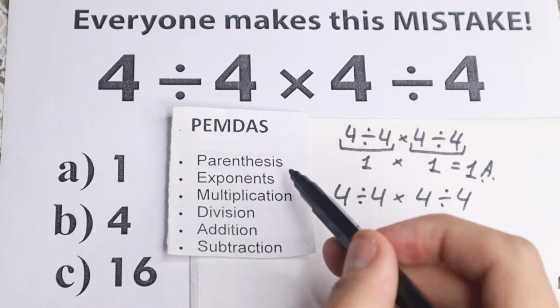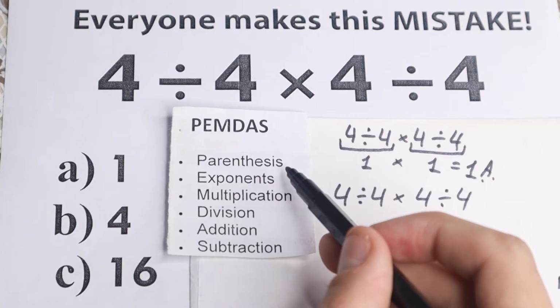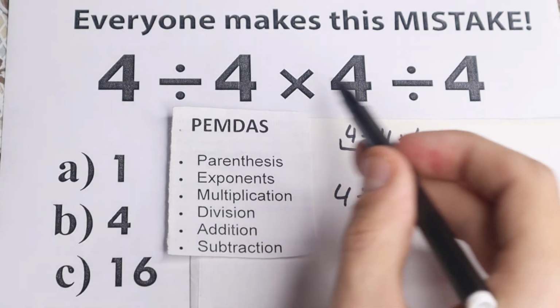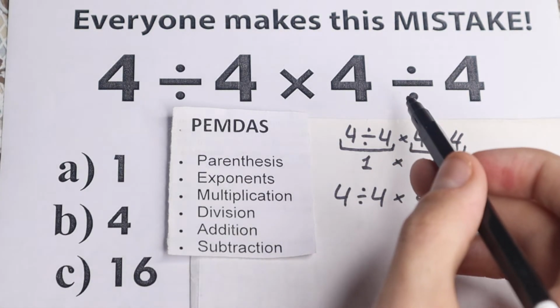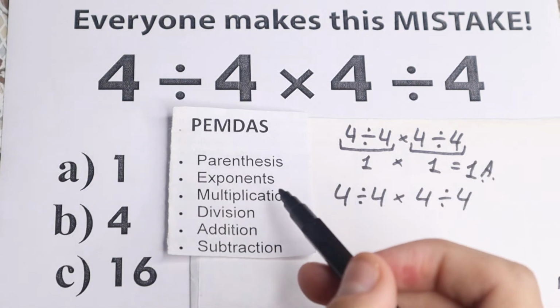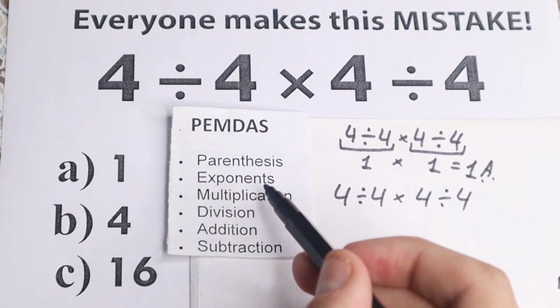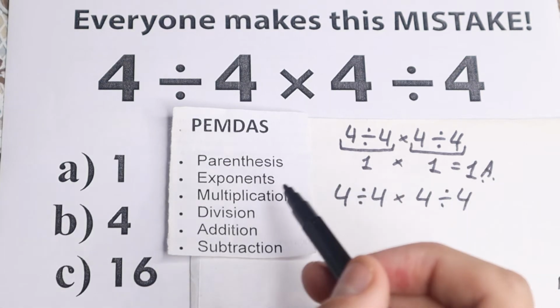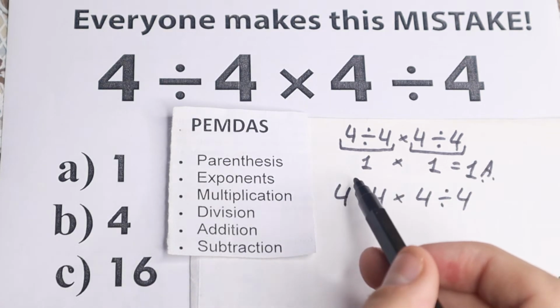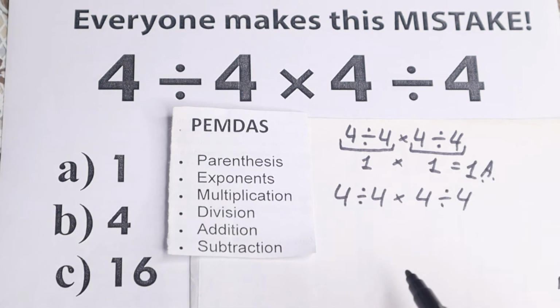Okay, what is the first step? The first step is parentheses, yeah? So are there any parentheses right here, right here, right here? No, I don't see any of those. I don't see any parentheses, so let's go to the next step. The next step is exponents. So are there any exponents right here? No, I don't see any of those. We don't have any exponents, we don't have any squares or cubes right here. This is really great, yeah?